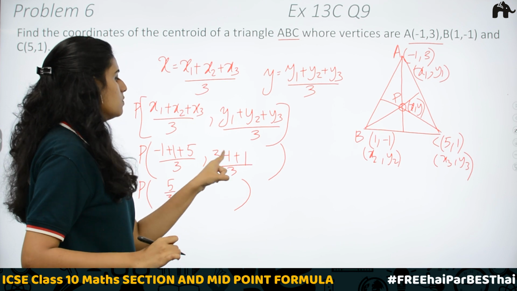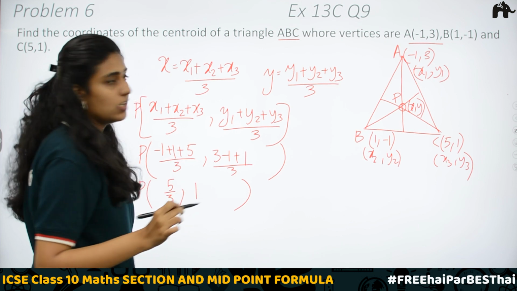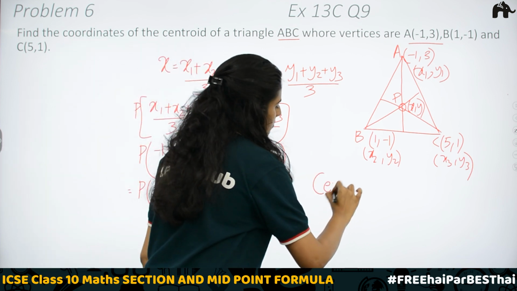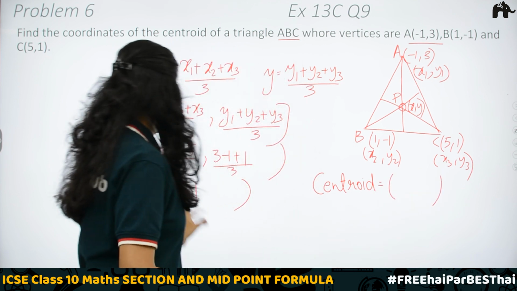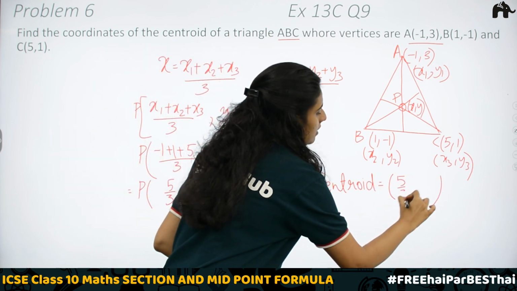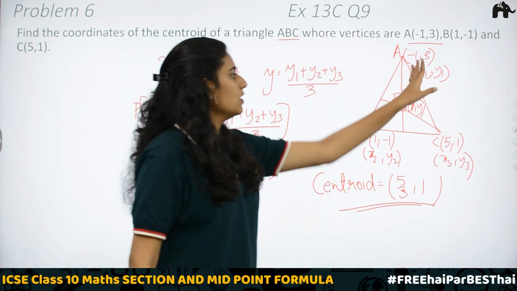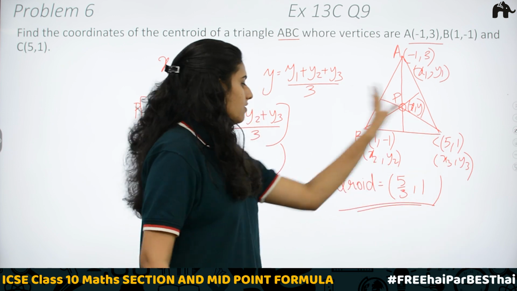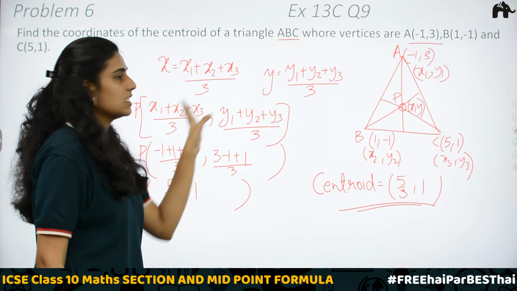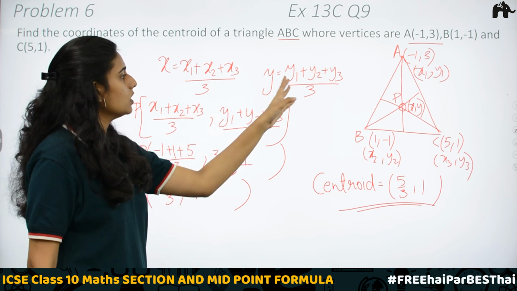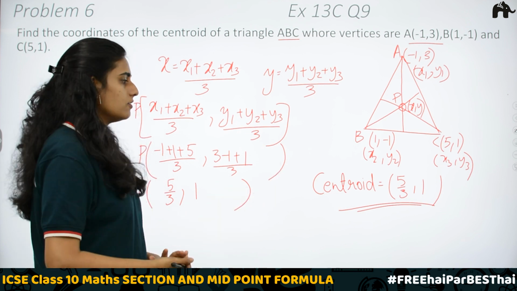3 minus 1 plus 1 is 0. 3 by 3, that is 1. Therefore, the coordinates of the centroid is x, y equal to 5 by 3, 1. Simple question, right? If you know x1, y1, x2, y2 and x3, y3, we can find the centroid of the triangle using the formula x is equal to x1 plus x2 plus x3 divided by 3 and y is equal to y1 plus y2 plus y3 divided by 3.